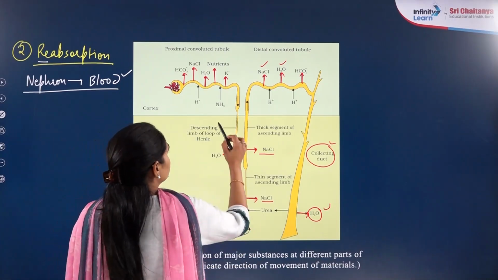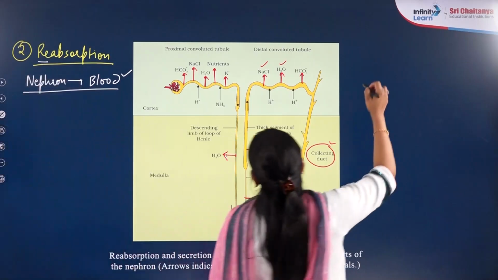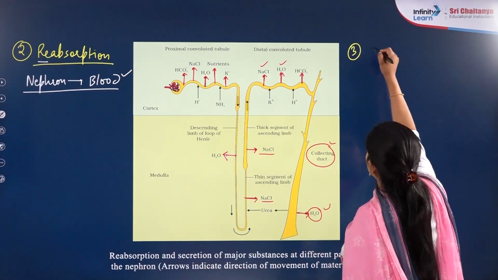But the arrows which are going into the nephron are telling you the secretion. That is the third step, secretion.